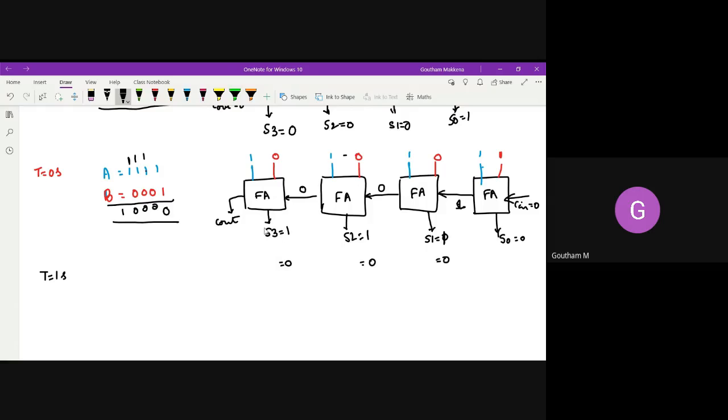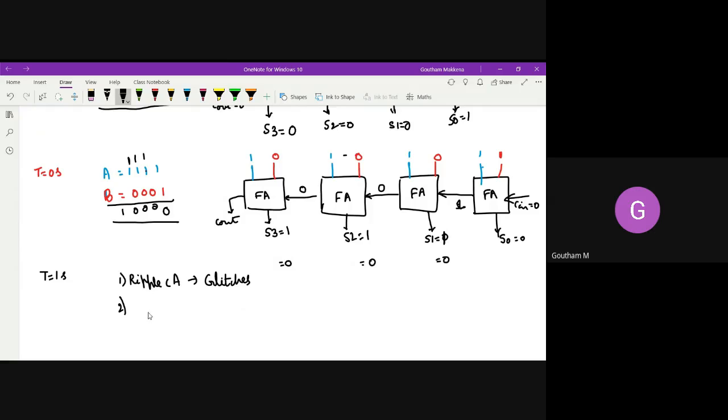S3 will be corrected after 4 seconds, S2 will be corrected after 3 seconds, S1 will be corrected after 1 second, and S0 is the only value that we have without any glitch, and all other S3, S2, S1 suffer with glitches. So this is the disadvantage of ripple carry adder. What is the major disadvantage of ripple carry adder? Ripple carry adder suffers from glitches.